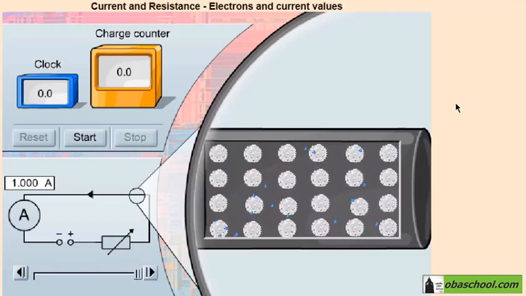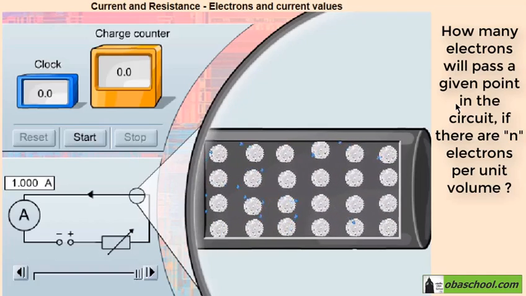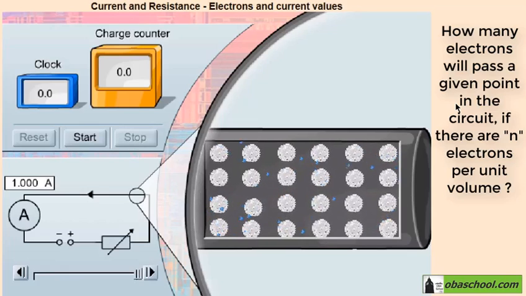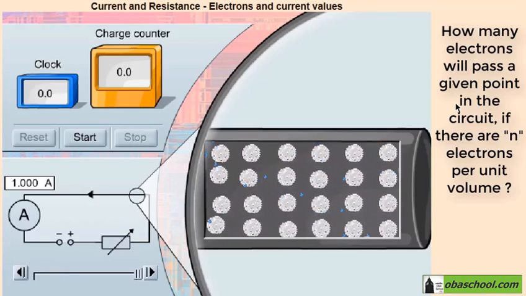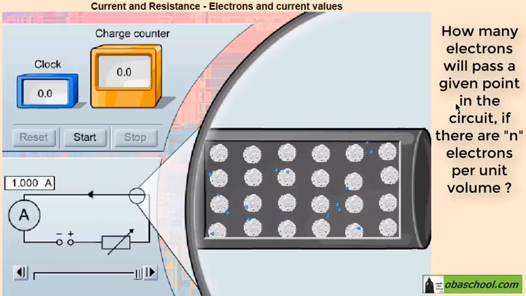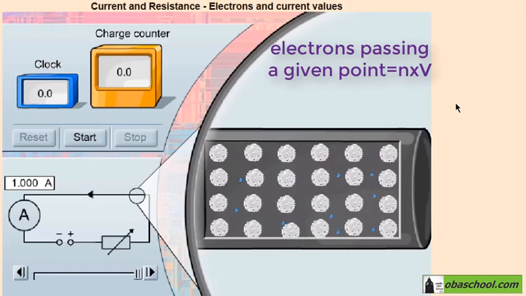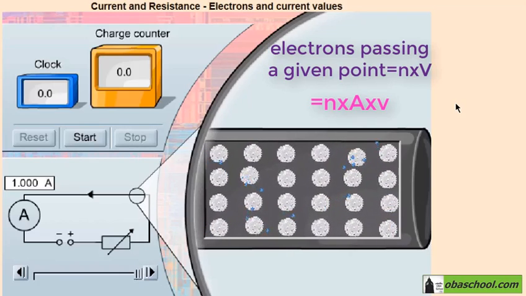Another question. How many electrons will pass a given point in the circuit if there are n electrons per unit volume? Yes, so it's equal to the number of electrons per unit volume multiplied by the volume. It's equal to n multiplied by A v electrons.